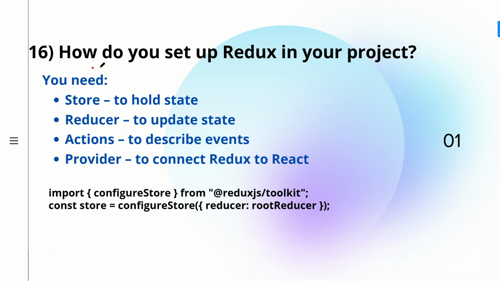16th question, that is how do you set up the Redux in your project. So how do you set up Redux in your project? You need to see, this is what we were discussing, that we have store to hold the state, then we have reducer to update the state, then we have action to describe the event, what kind of event it was, what was the intention behind that event, whether it was for increment, decrement, or add, or what kind of action was it. And then we have provider to connect the Redux to React.